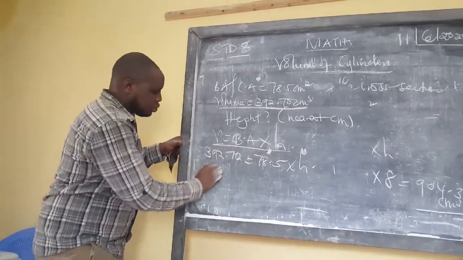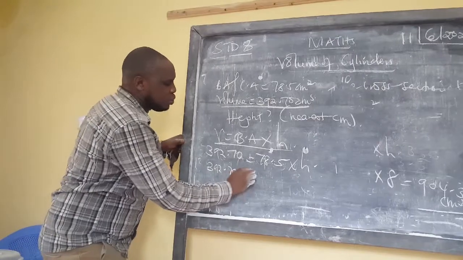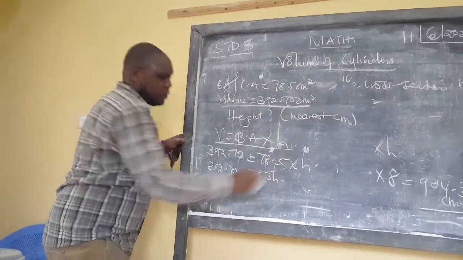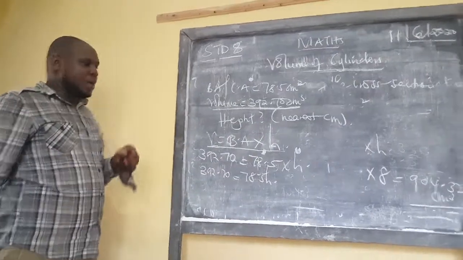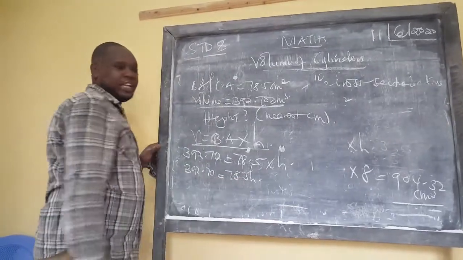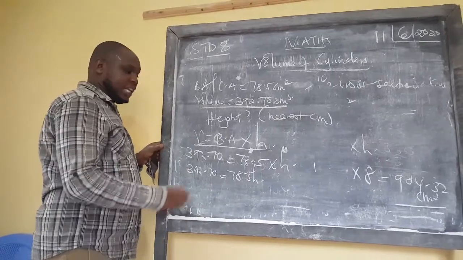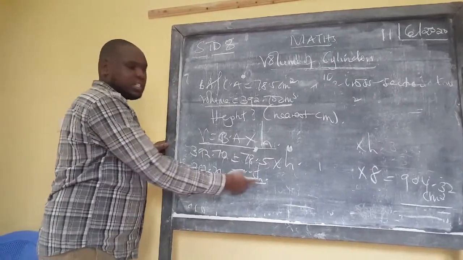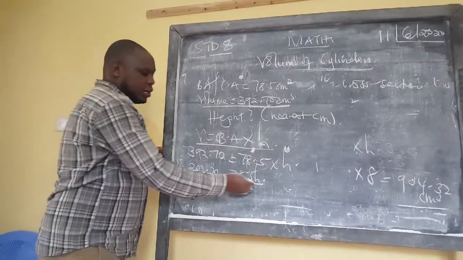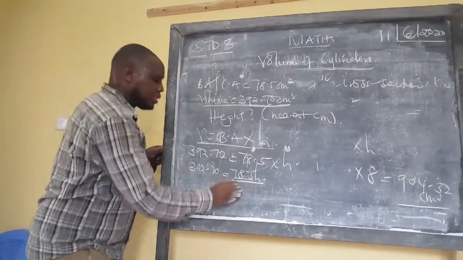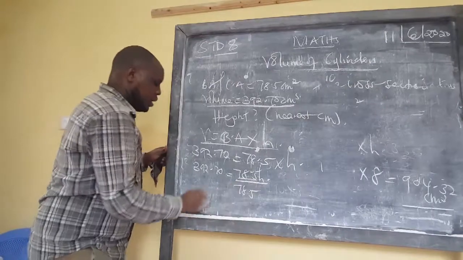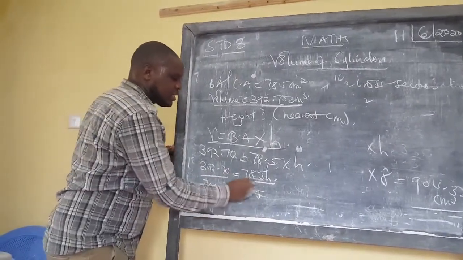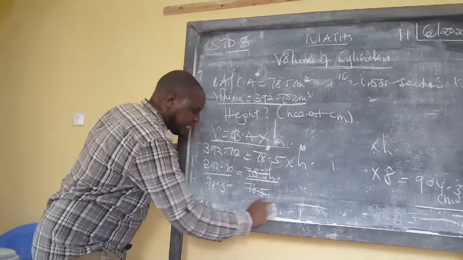So 392.70 is equal to, if you multiply this and this, 78.5 H, to become one thing. But we don't want 78.5 H. We want H alone. So you divide by the coefficient of H. Coefficient is the number before H, so here it is 78.5. Divide both sides by 78.5. You realize that this and this will cancel. We remain with H is equal to.